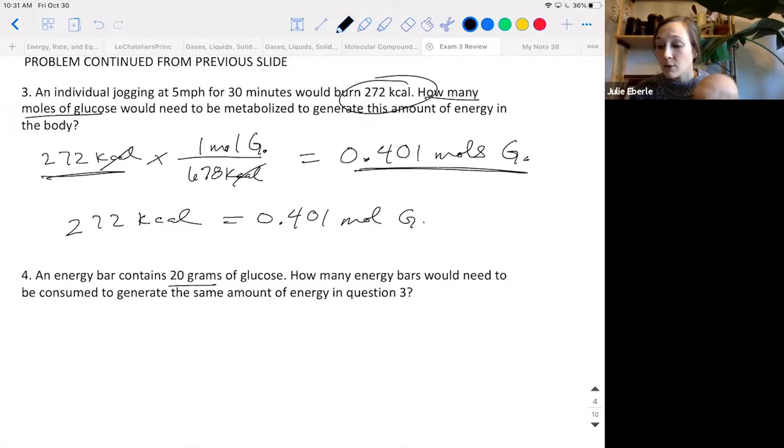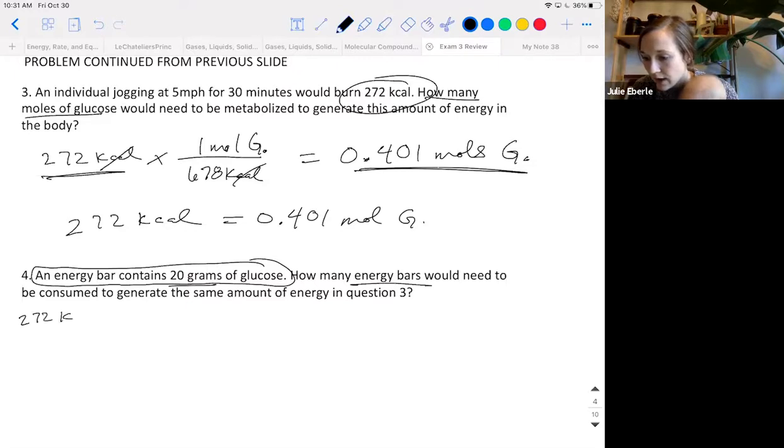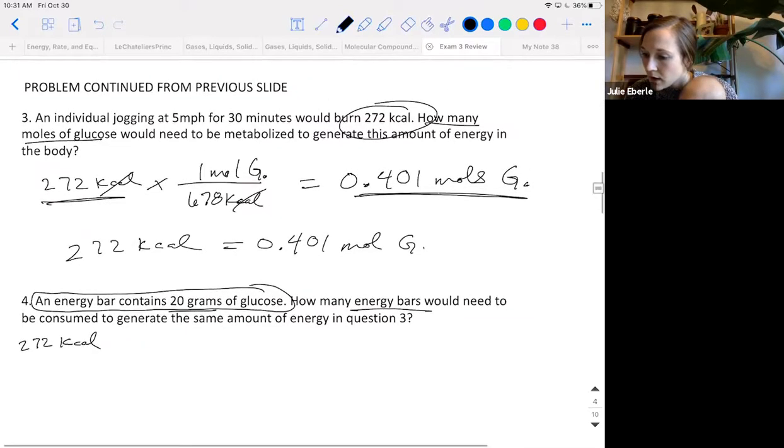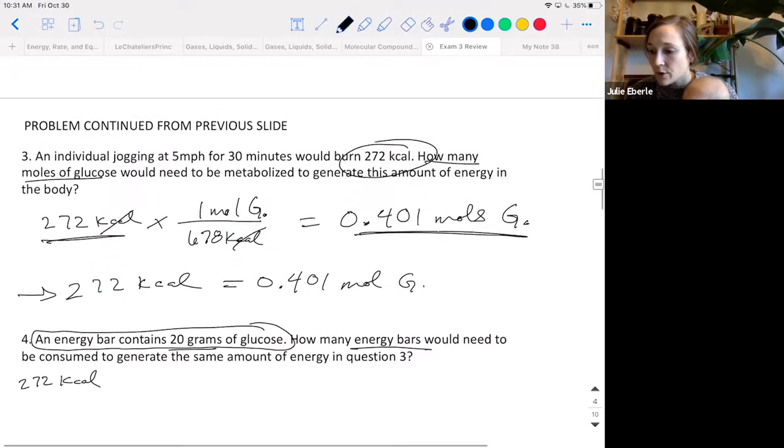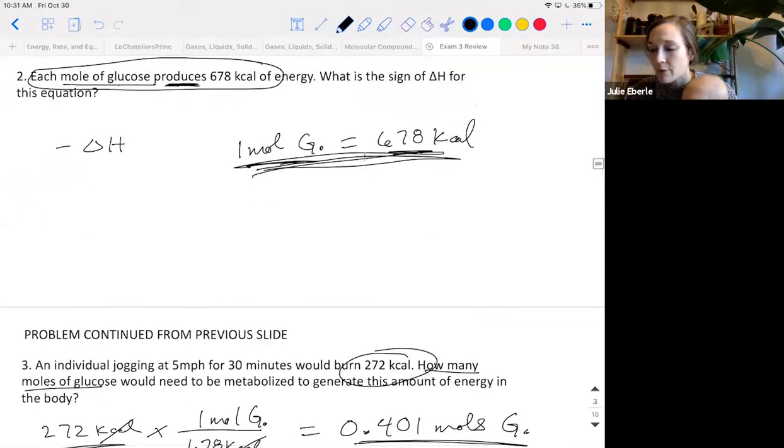So we can use this amount of kcals, but we want to know how many grams of glucose. Actually, we don't know how many energy bars. That's what the question is for. And here's a relationship as well in this problem: 1 energy bar is this many grams of glucose. So we can write that over here. So we're going to need this relationship, 272 kcal. You can start with this relationship if you want to, or you can use the relationship from up here as well. That would equally work.